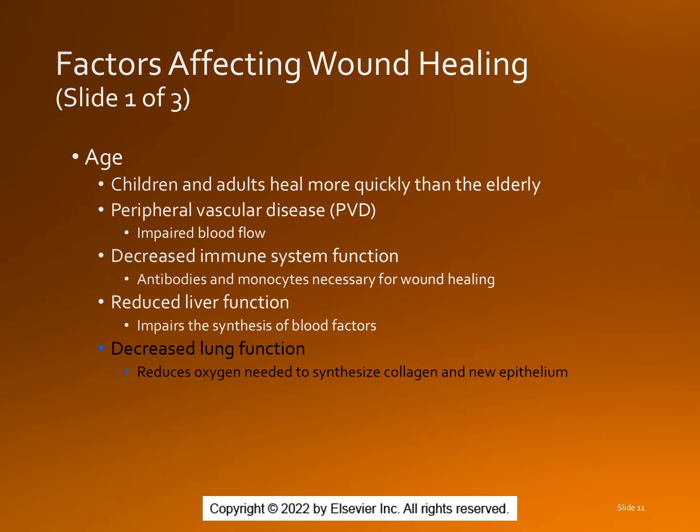There are many different factors that affect our wound healing. Age is, of course, one of them. Healthy children and adults will heal more quickly than those with chronic health conditions and our older adult population. Metabolism and regeneration in the chronically ill and older adult are slower. Peripheral vascular disease will impair blood flow, which can impede healing. Atherosclerosis and atrophy will reduce skin capillaries and impair blood flow to the wound. A decline in immune function will reduce the formation of antibodies and monocytes necessary for wound healing.